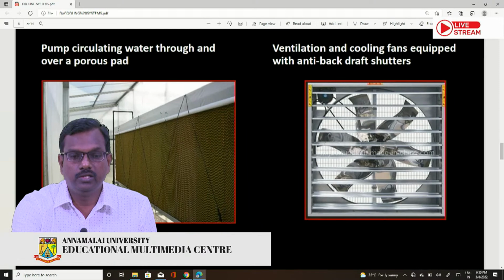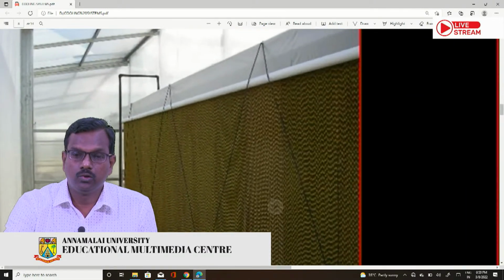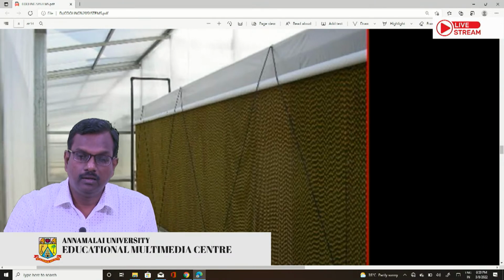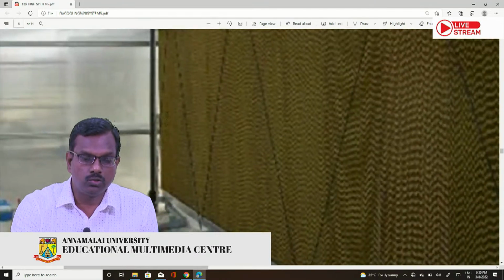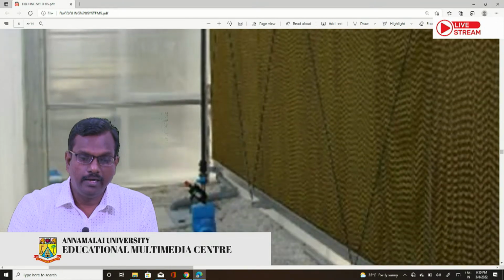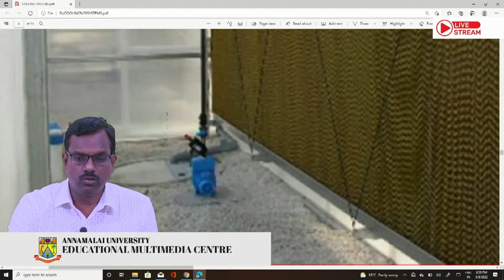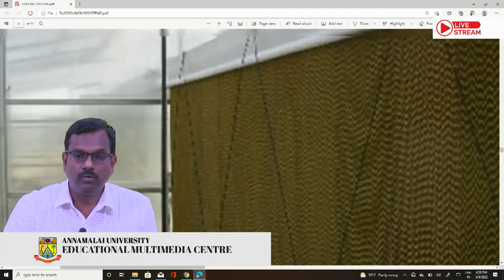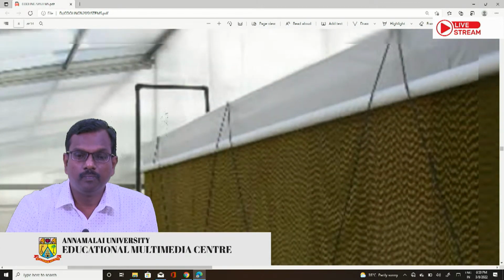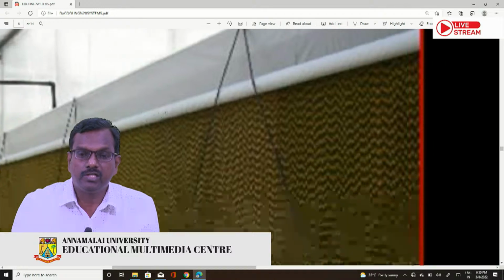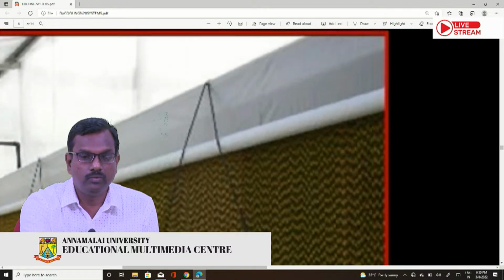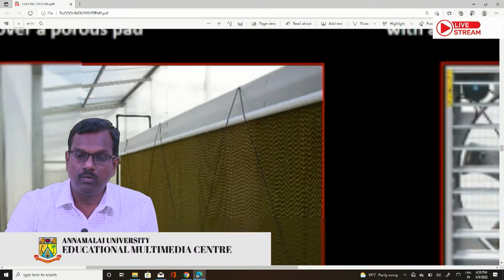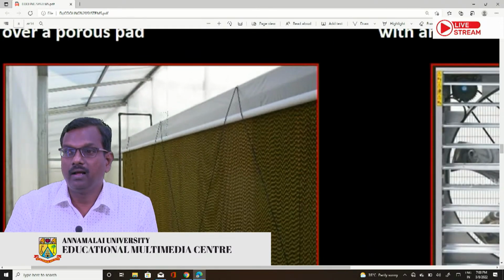So this is the cooling pad. This cooling pad is made of cellulose material, and there will be a water source. Through this water source there will be a pump which will be operated, and the water will move up to the top through a pipe which is behind this screen, and the water will come down into this cooling pad and it will be wet.